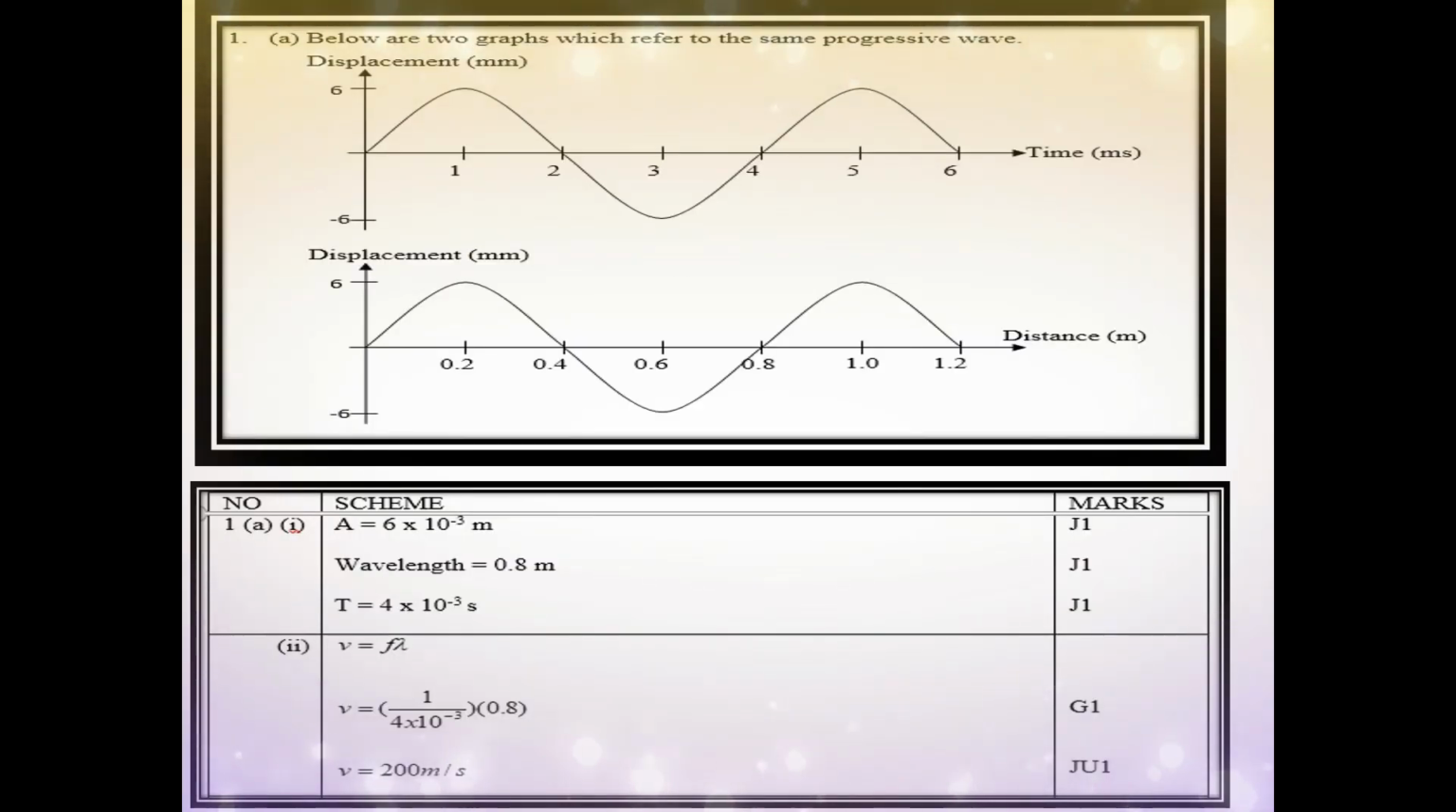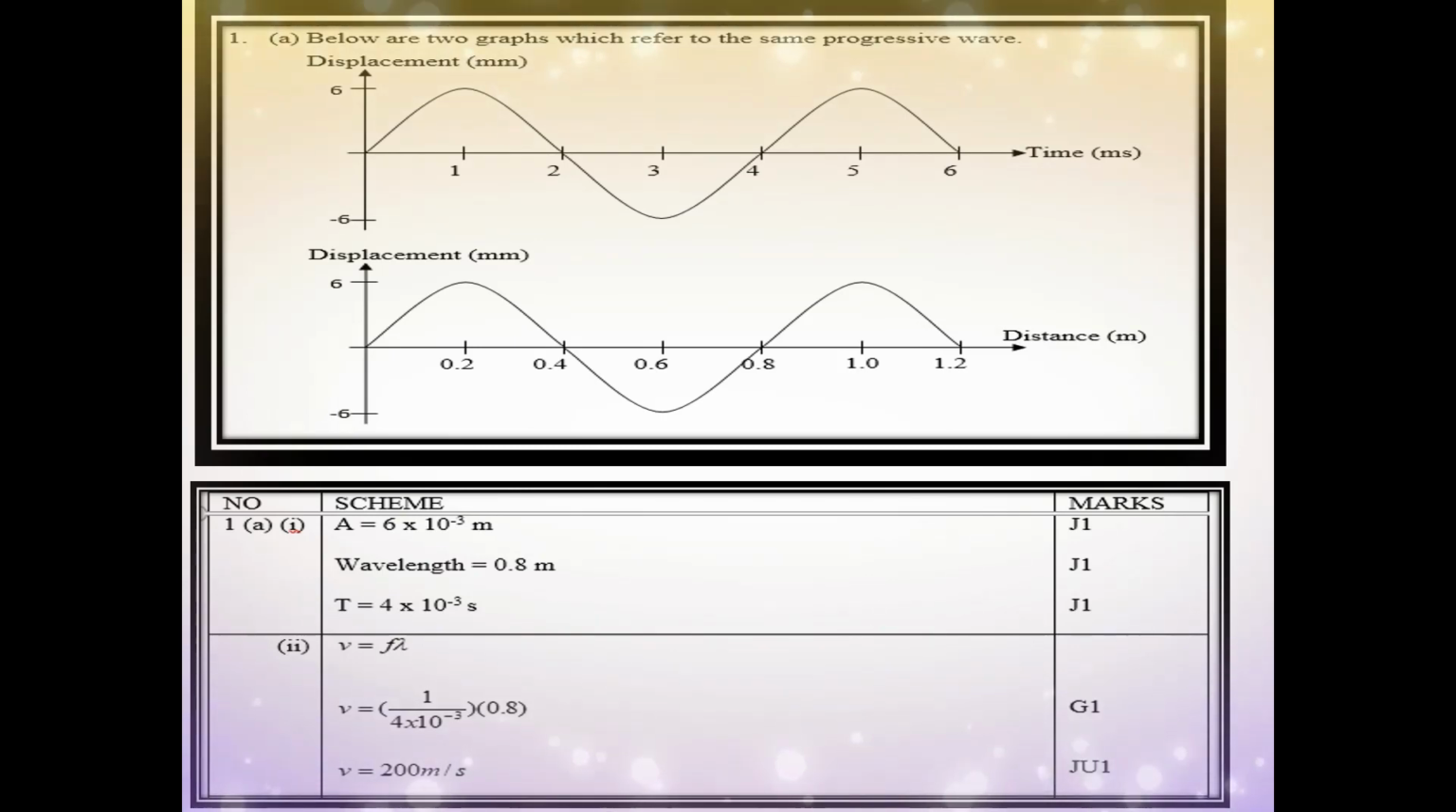Okay, for question 1A1, we need to determine the value of amplitude and then wavelength and period. From the graph, we know that the value of amplitude, maximum displacement, is 6 millimeter. Amplitude equal to 6 times 10 power of negative 3 meter, J1. Please make sure all your answers always have unit.